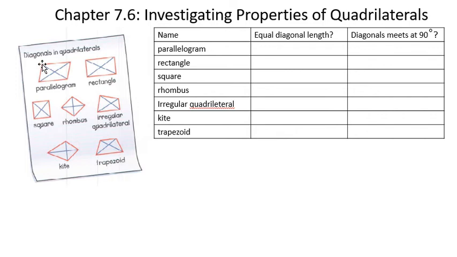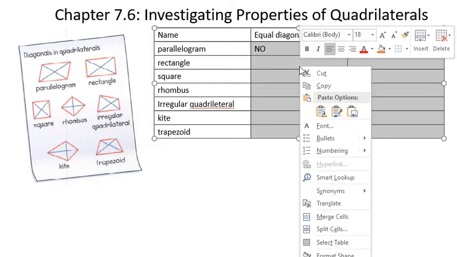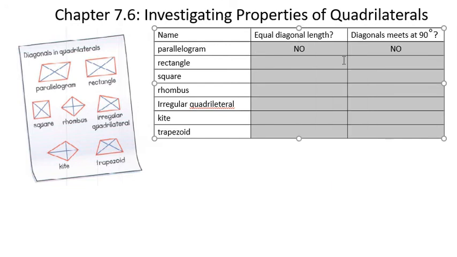The diagonal is this line that goes from this corner to this corner and this corner to this corner. If we measured them, we would see that they are not equal. So the answer to that is no. Do the diagonals meet at 90 degrees? With the protractor, we would also say the answer is no. Let's look at a rectangle now.